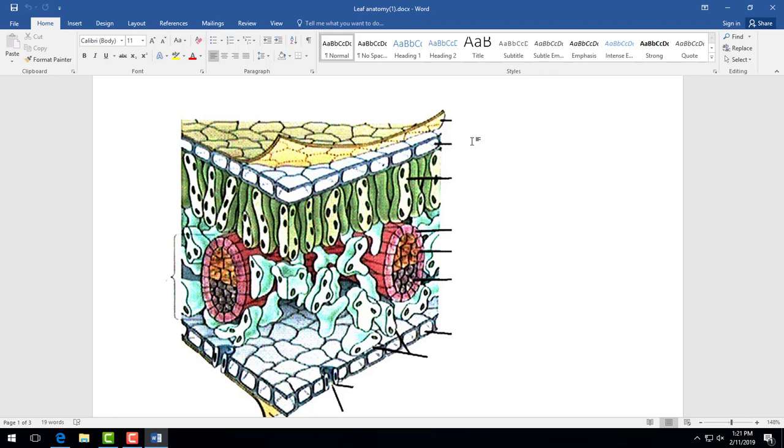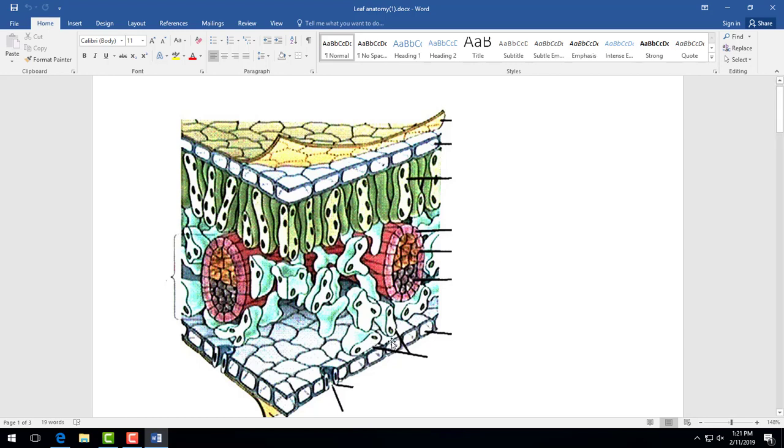And then the lower epidermis is here. It's on the underside of the leaf. And the job of the lower epidermis is gas exchange with the outside air. We'll talk about those special structures there. So that's the lower epidermis, provides some protection again, but also gas exchange.